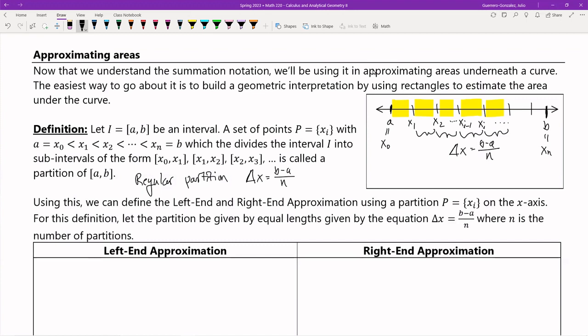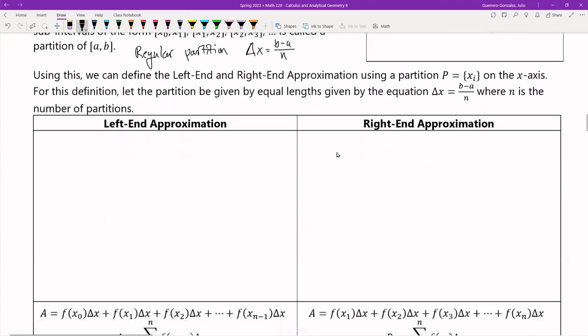Okay, and the n is the number of partitions that we want. So if n is 17, we're going to have 17 individual smaller subintervals. Okay. Now, what are we going to use this for? We're going to use this to define a left end and a right end partition approximation. Okay, so let's go ahead and continue down this way.